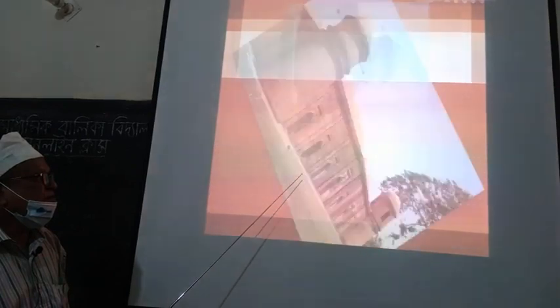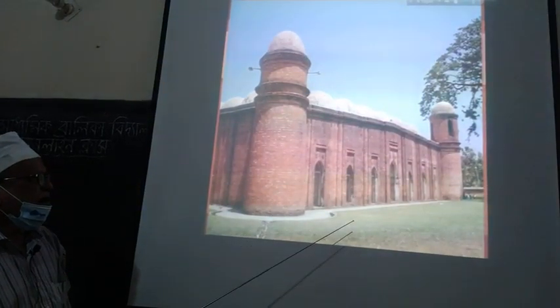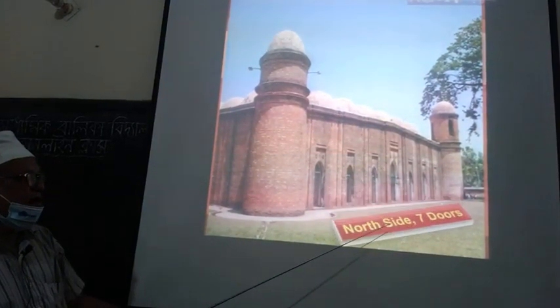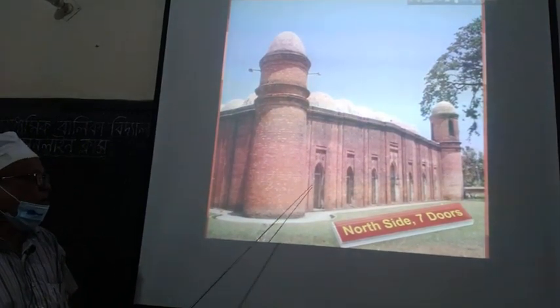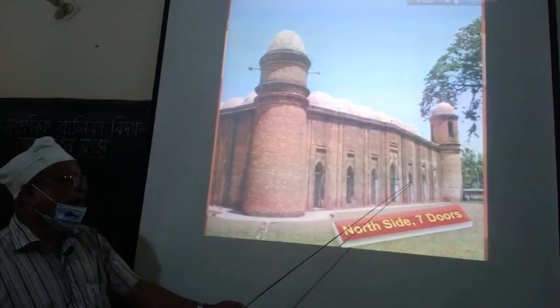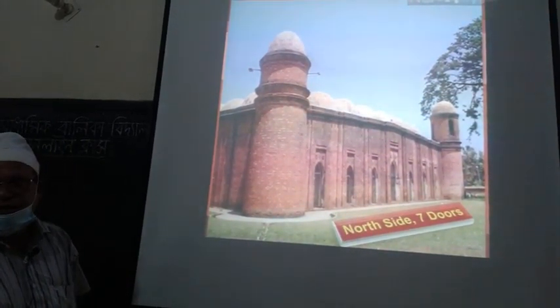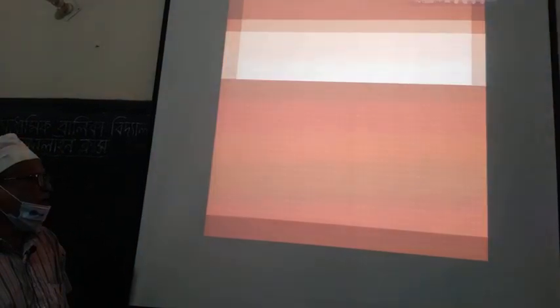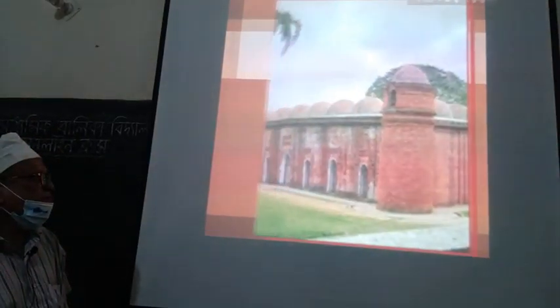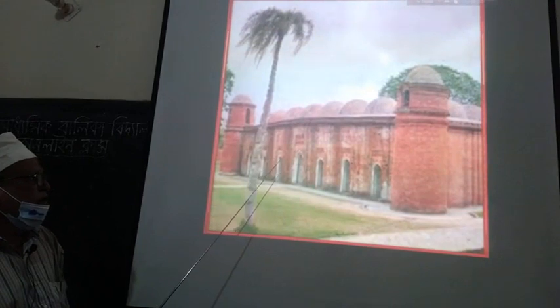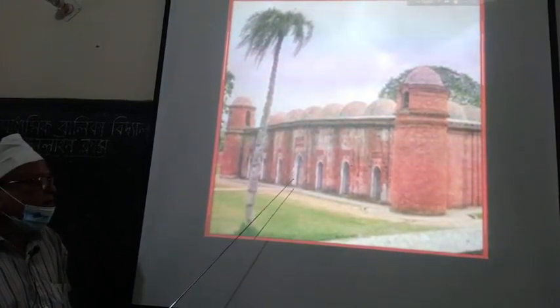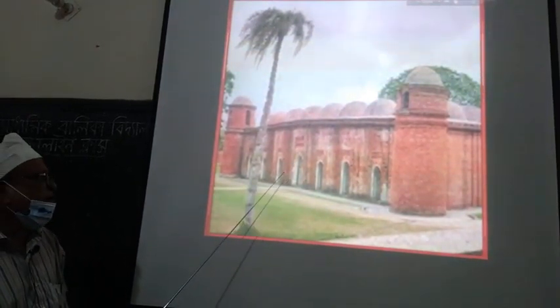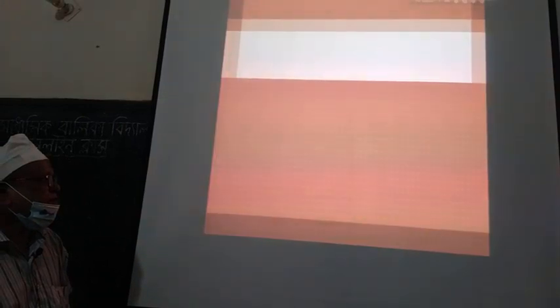The eastern side of Shat Gumbaz Mosque. The north side, 7 doors. 1, 2, 3, 4, 5, 6, 7. 7 doors. Next, the western side, 7 doors.